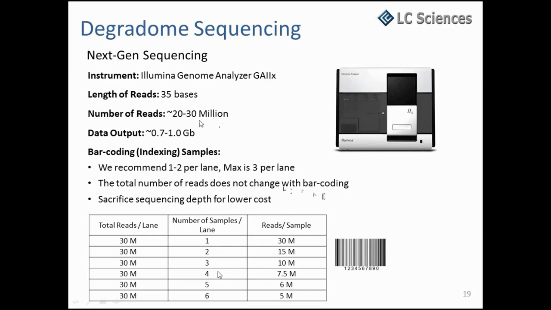So if we multiplex three samples together in one sequencing lane, that will be about 10 million reads on average per sample. So the variance is that if we multiplex more samples, we will get less coverage per sample. That's the reason why we don't recommend doing too many samples in one sequencing lane.